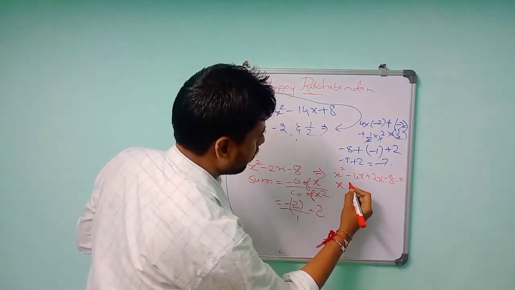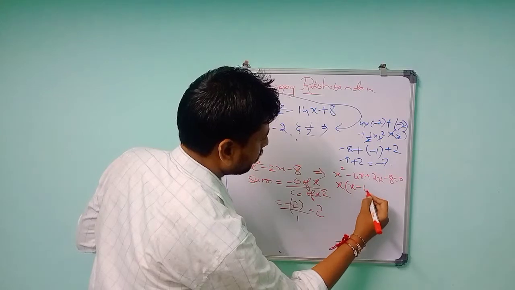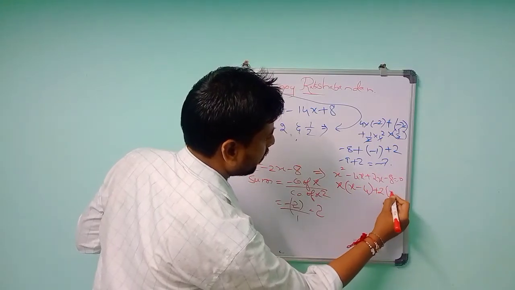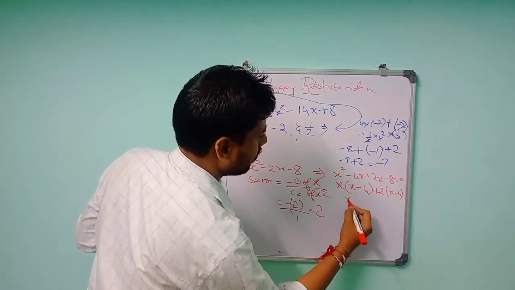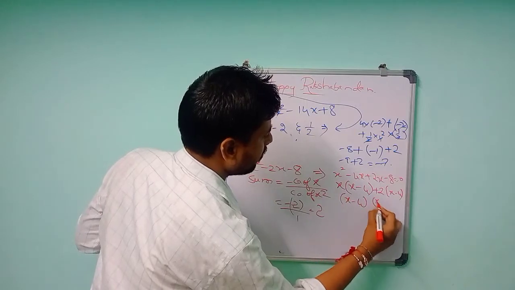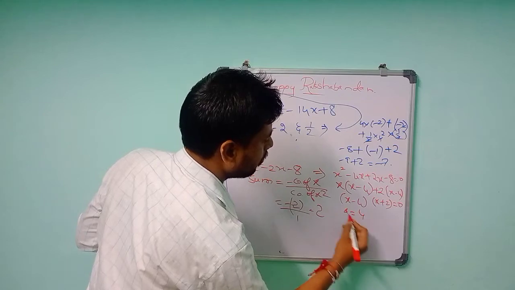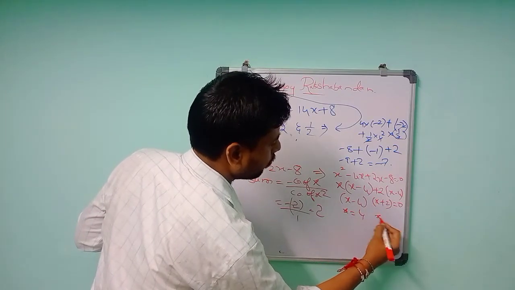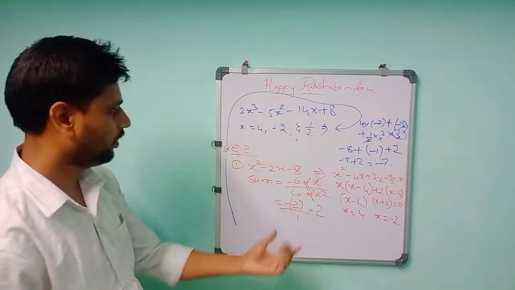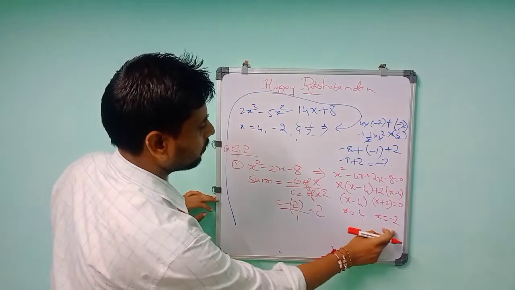If you take x common here, it is x minus 4, and here also 2 common, x minus 4. So the equation will be x minus 4 and x plus 2 is equal to 0. Then the values of the zeros will be x equal to 4 for this one, and x is equal to minus 2 for this one.